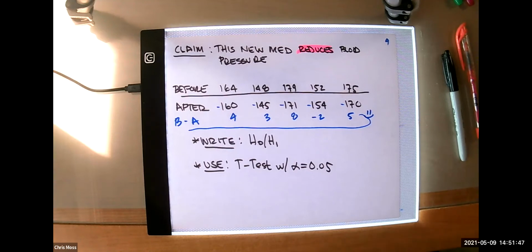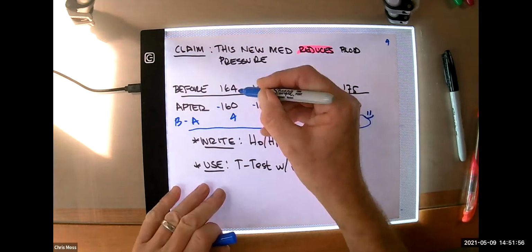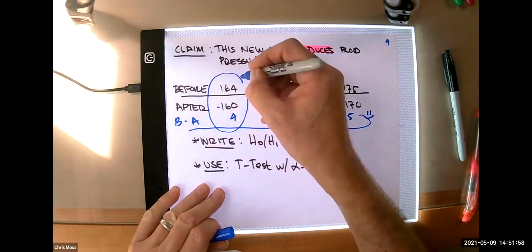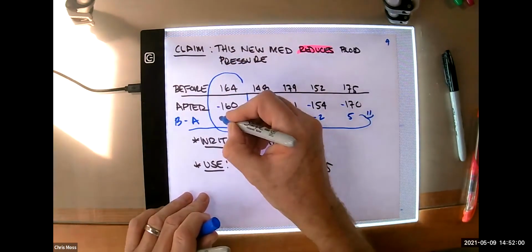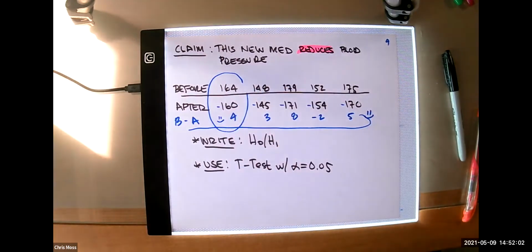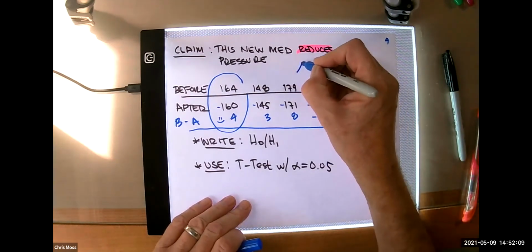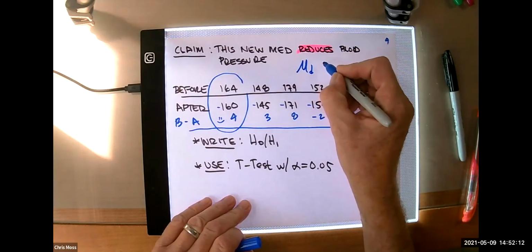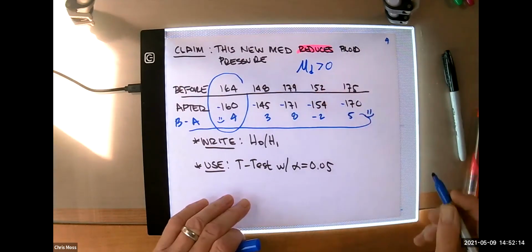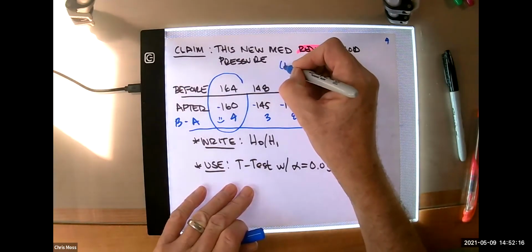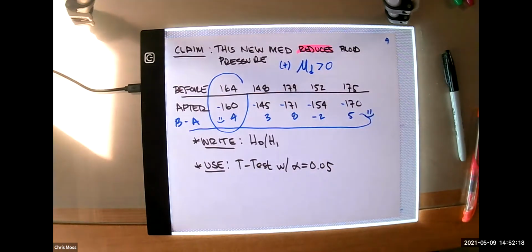Now, we're going to use a t-test with an alpha equals 0.05. We've got to write the null and the alternative hypothesis. This is a little bit tricky. Notice that if I take a look at the first pair of data points, this did what we would like the medication to do. It lowered the blood pressure. It went from 164 down to 160. So when we reduce our blood pressure, that means the population of differences should be a positive number. And that's what I need to investigate.